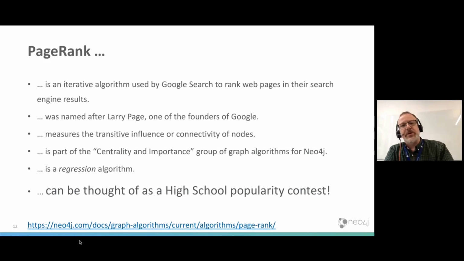And so again, at the bottom here, we have a link to the specific documentation for PageRank where you can see all of the different parameters, get some more information about when is a good use case to use PageRank, when isn't.